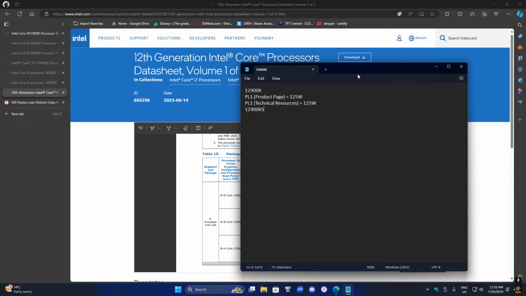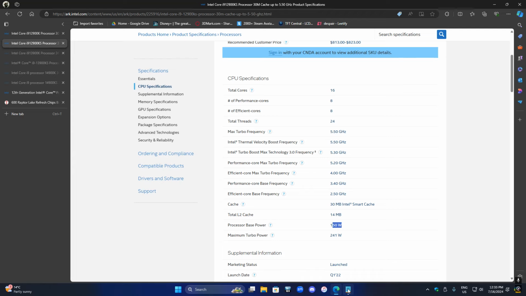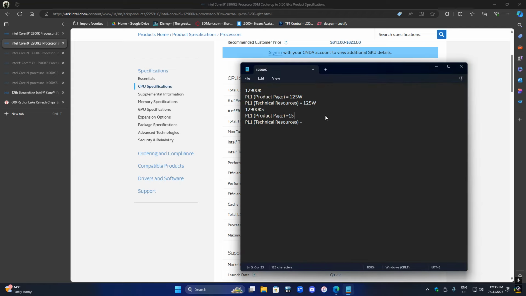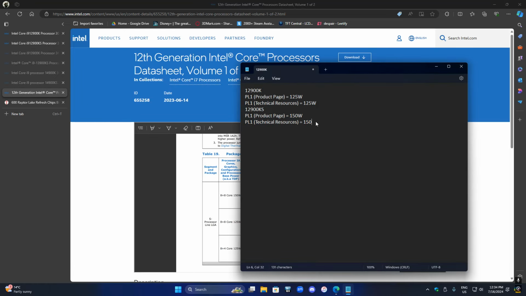12900KS. Let's make this easy for us. Well, you already saw it. The product page tells us the KS has a PL1 of 150, and the technical documents say we have a PL1 of, you saw it before, 150. Whoa. Now, do I need to put PL2 there?